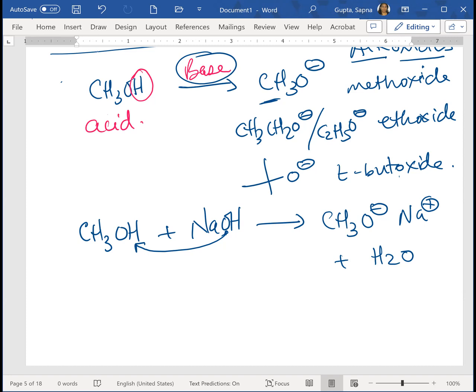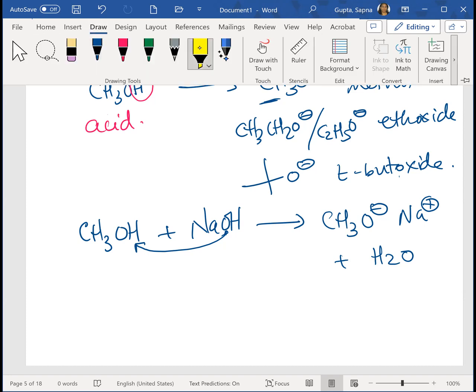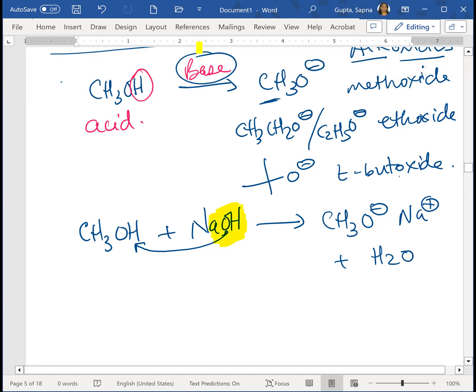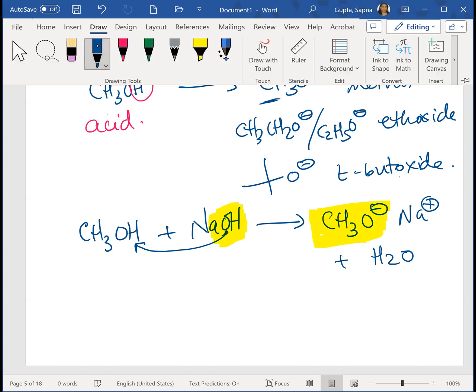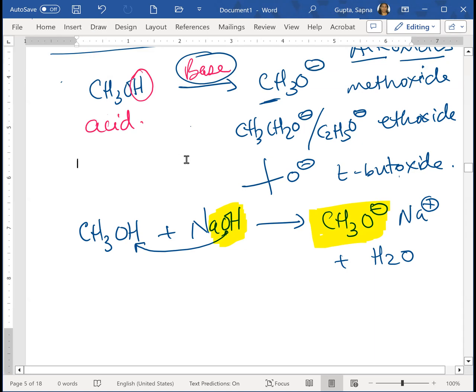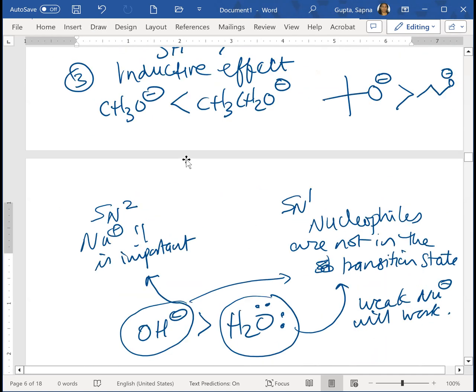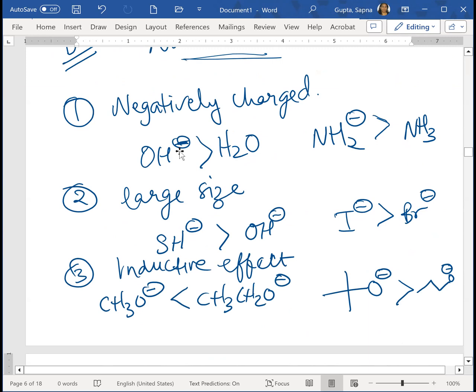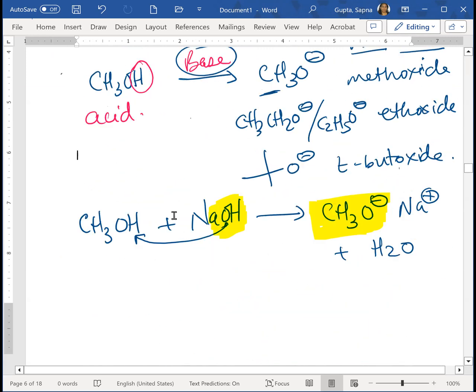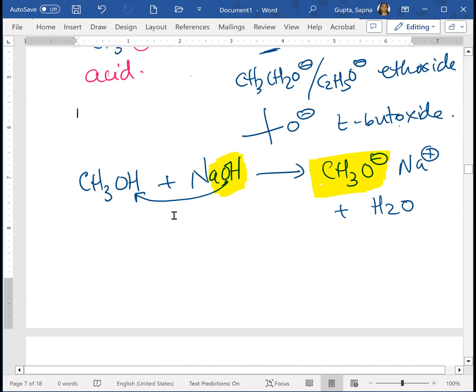Now I want you to compare this, and I'm going to give you 30 seconds. The base here is hydroxide, and the base here is methoxide. Considering what I just taught you about bases, and you can look back into your notes if you want to, I taught you everything about what makes a good base. Think about which one is a stronger base, hydroxide or methoxide. If you feel like it, write it in the chat.